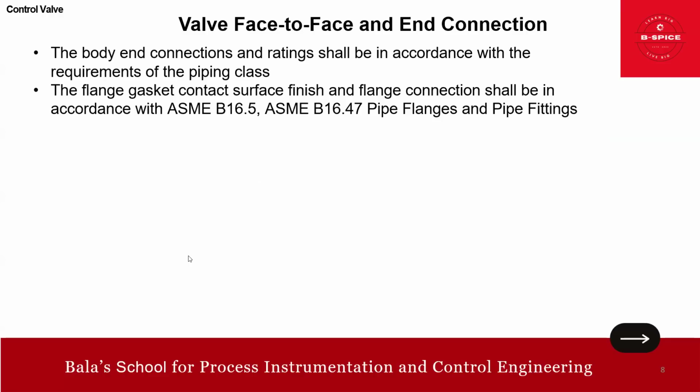Of course, the experienced engineers know this; this is again for the intermediates and the freshers, okay? The flange gasket contact surface finish and flange connection shall be in accordance with ASME B16.5 or ASME B16.47 pipe flanges and pipe fittings. Basically, some are applicable for B16.5 and some are actually B16.47. I'll show you the piping class, you'll understand better.